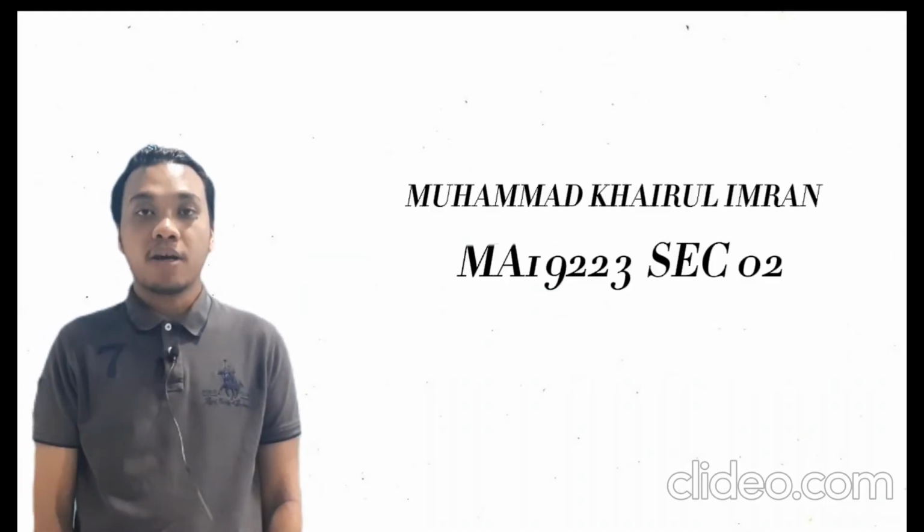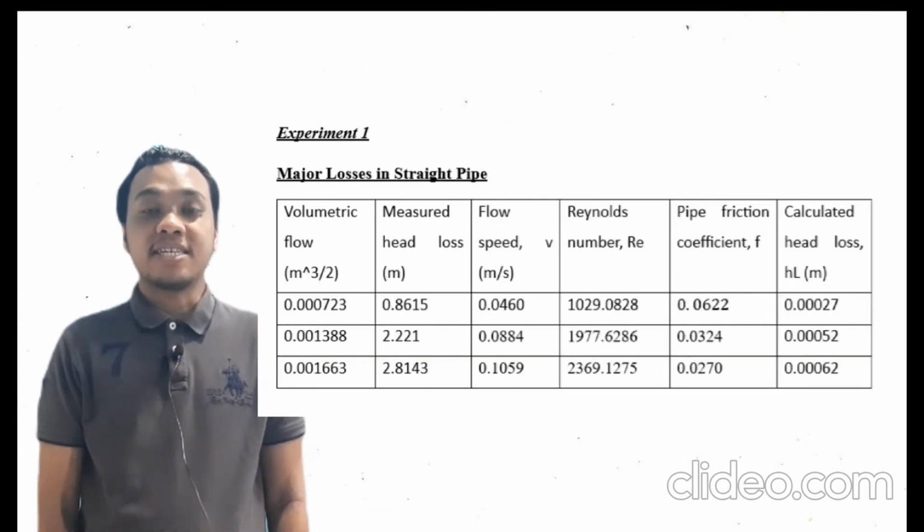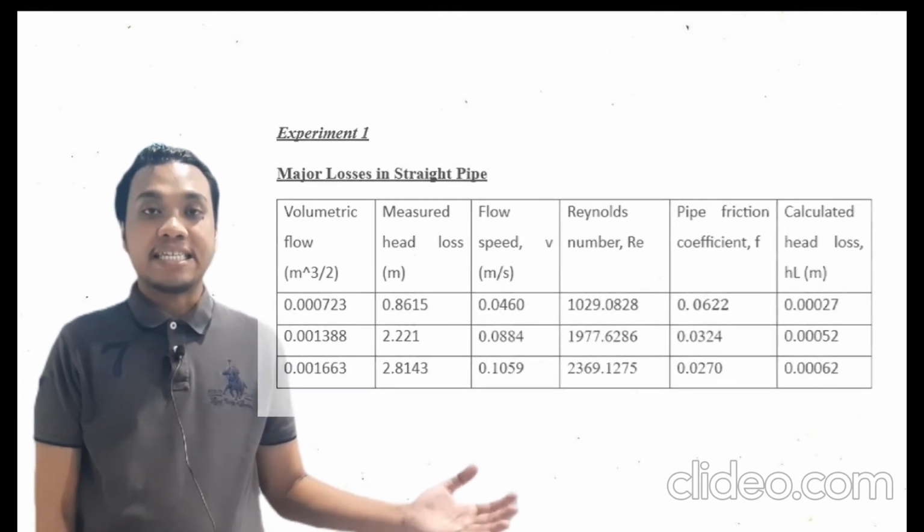Assalamualaikum, my name is Muhammad Kanu Imran bin Ahmad Suhaimi and my matrix number is MA19223 and my section is 02. Today I'm going to explain about experiment 1, major losses in straight pipes. This experiment is required to find and calculate these data.